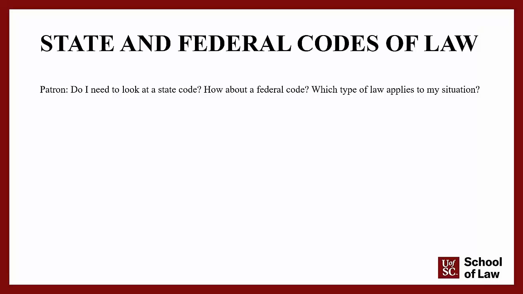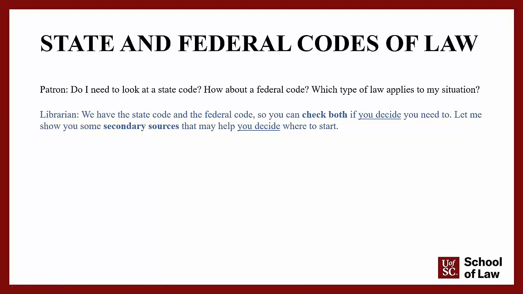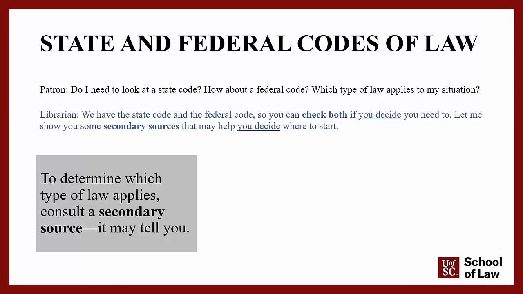Thank you so much. Here's the way that I would answer it. I would say we have the state code and the federal code, so you can check both if you decide you need to. And let me show you some secondary sources that may help you decide where to start. If you want to determine what type of law applies, my best advice to you is to consult a secondary source, because it may tell you that answer in a very straightforward way. So for example, a legal encyclopedia may say, this is an issue of state law, or this is an issue of federal law, and that'll tell you immediately and help you narrow it down.